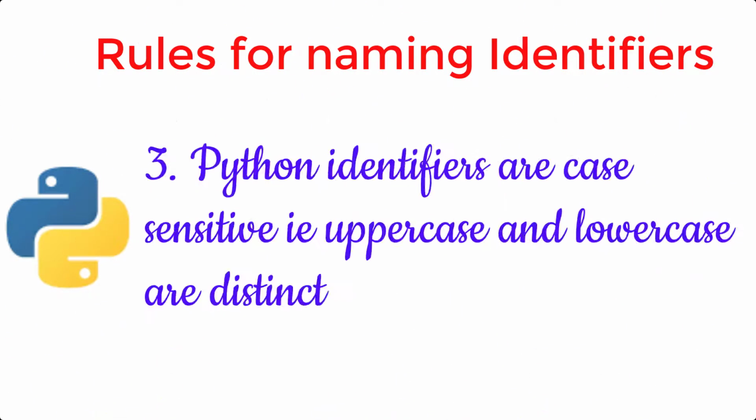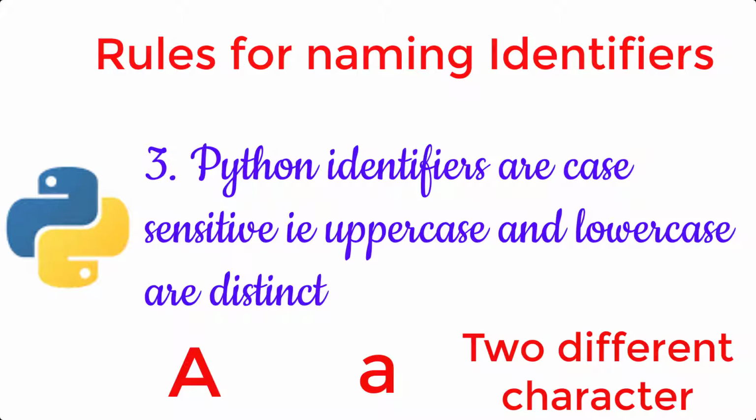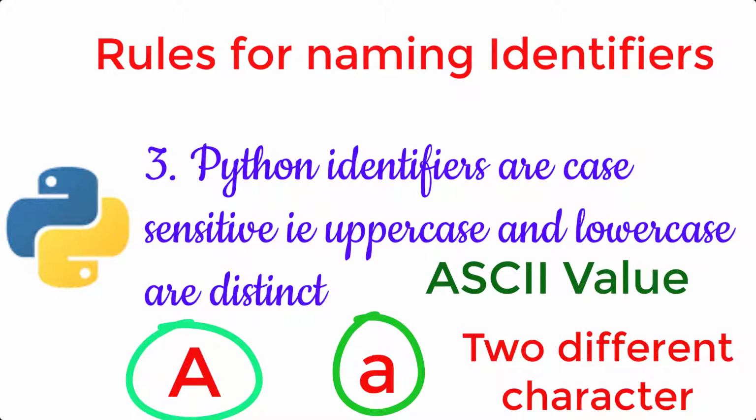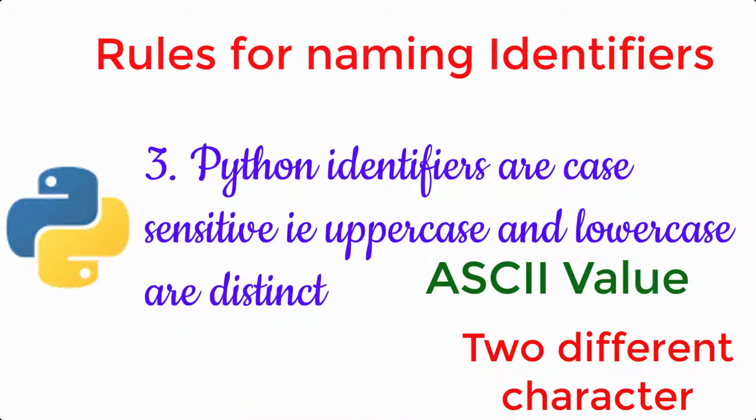Now the third rule. Python identifiers are case sensitive. That is, uppercase and lowercase are distinct. In Python, an uppercase letter capital A and a lowercase letter small a are considered two different characters. This is so because of the ASCII value. For capital letters, different ASCII values are assigned, and for small letters, different ASCII values are assigned. As there is a difference in the ASCII values, both are considered two different characters.